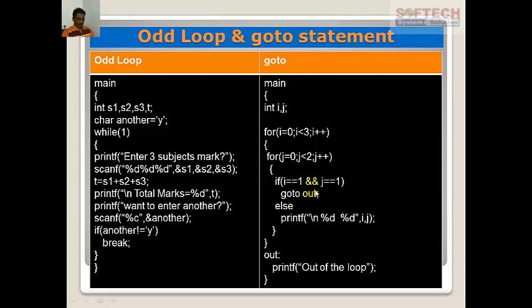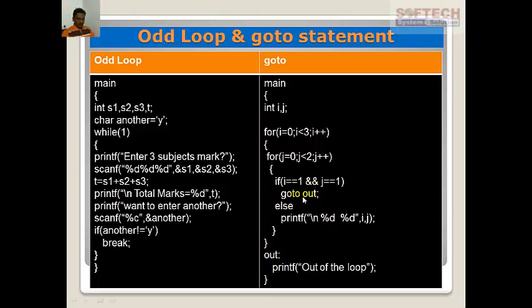Out is a label name. It may be a user defined word. We can give anything. In this example we put out. It's not a fixed one. We can write any word. Goto out. So this label is here. Out colon. This is the label heading. Under the heading we give only one printf, out of the loop. So goto out: automatically the control is transferred to this label.